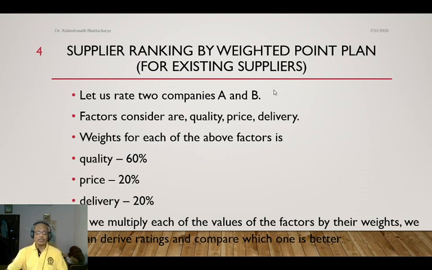So we have two companies, for example, A and B. Factors considered are quality, price, delivery. For quality, we are given the weightage of 60%, price 20%, and delivery 20%. So if we multiply each of the values of the factors by their weights, we can derive ratings. That means we'll have to find out the values of the factors from their performance and compare this with another supplier.